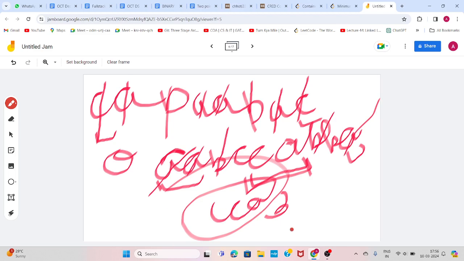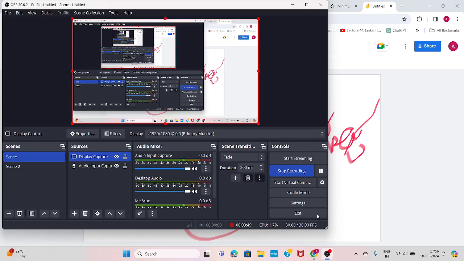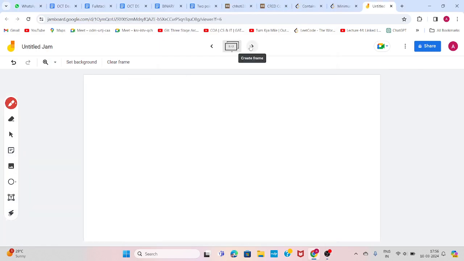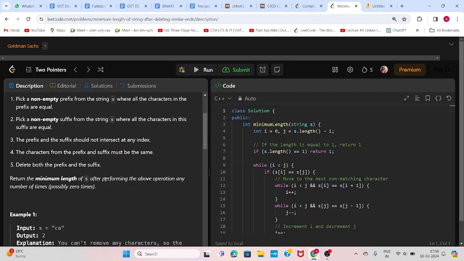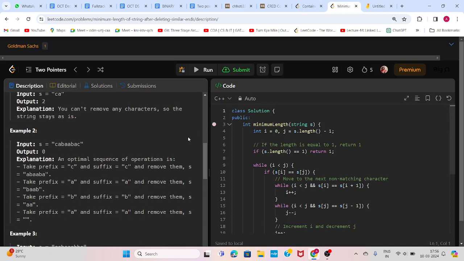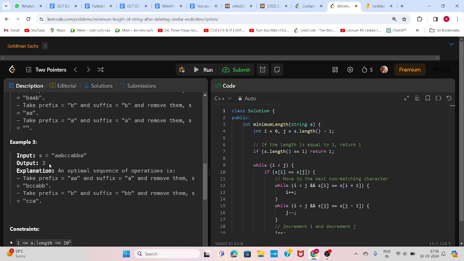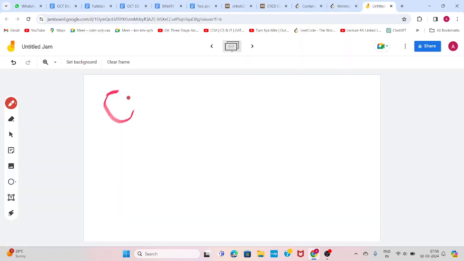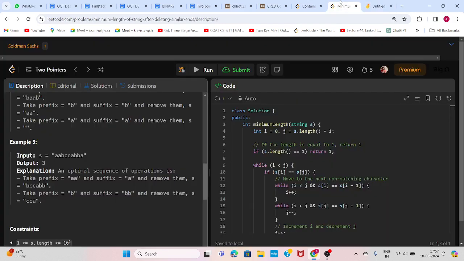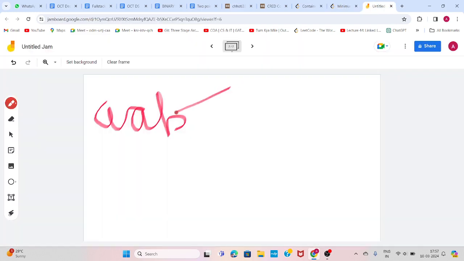So this is what the question is saying. Now if we see the solution, how the intuition behind this question works, we are given the string CAABCCABBA, and I will take the difficult one.